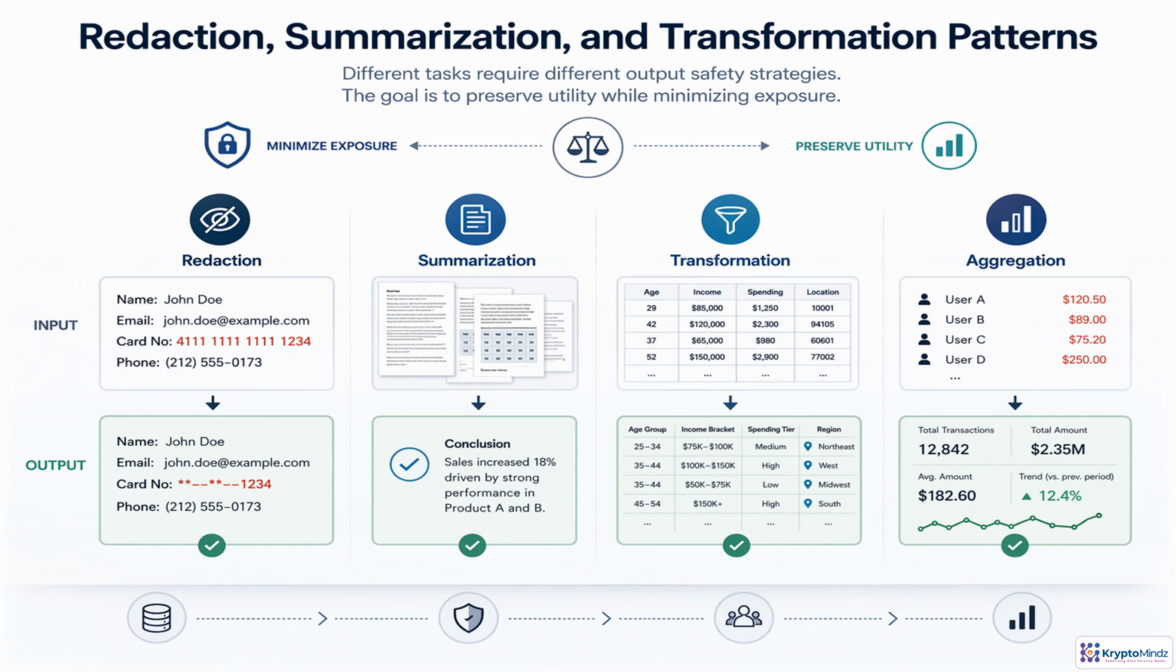Output safety is not one technique. It depends on the job the user needs done. If exact values are unnecessary, redact them. If the source material is risky or too detailed, summarize the conclusion instead of returning raw text. If the model only needs to classify or decide, transform records into safer labels, bans, or policy outcomes. If the question is about patterns, aggregate across many records so individuals disappear. The trade-off is always the same: reduce exposure as much as possible while keeping enough signal for the output to remain useful.